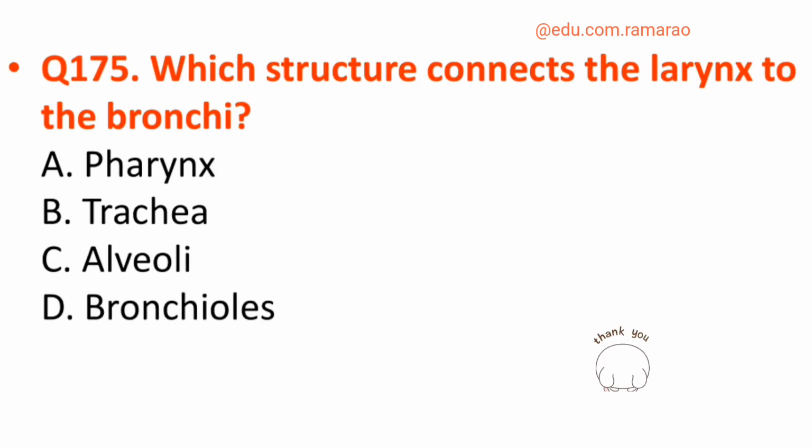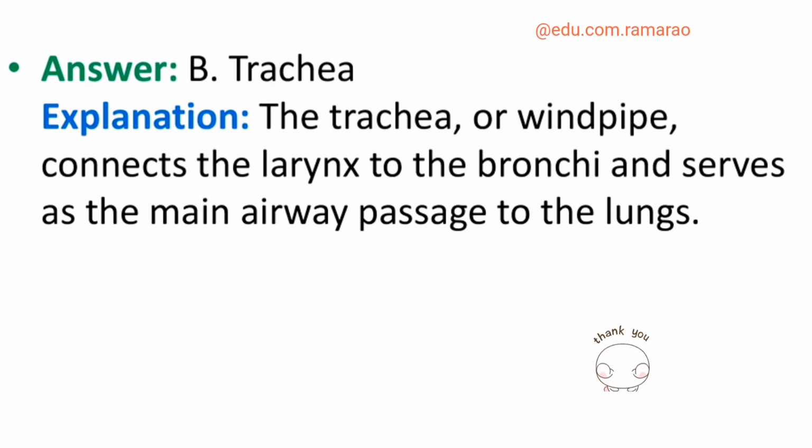Which structure connects the larynx to bronchi? Option A pharynx, option B trachea, option C alveoli, option D bronchioles. The correct answer is option B, trachea. The trachea, or windpipe, connects the larynx to bronchi and serves as the main airway passage to the lungs.